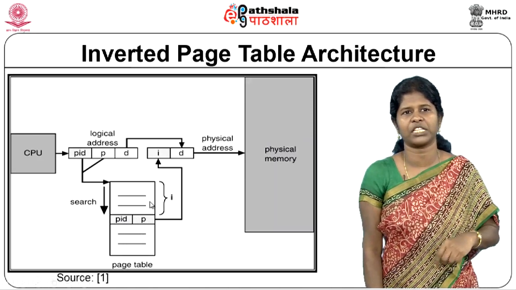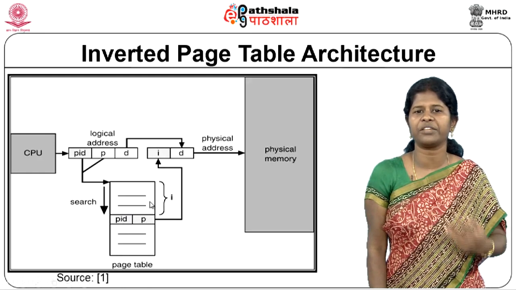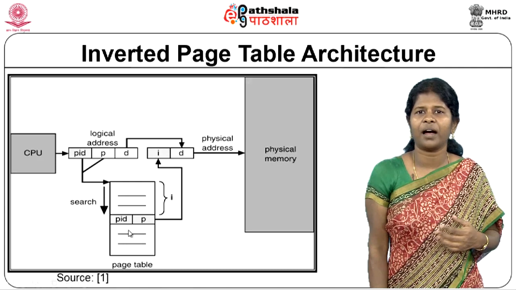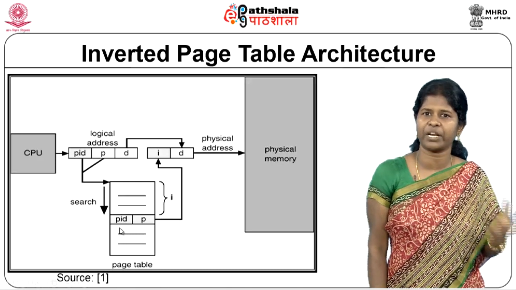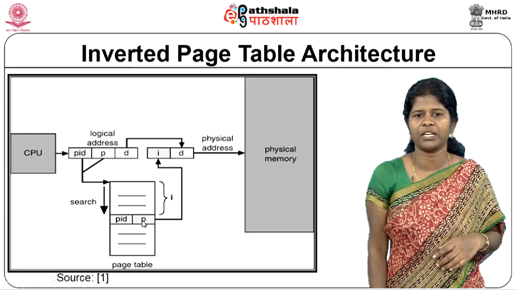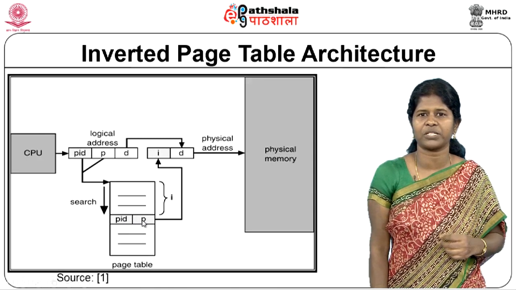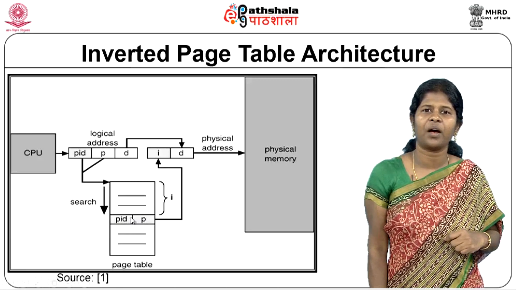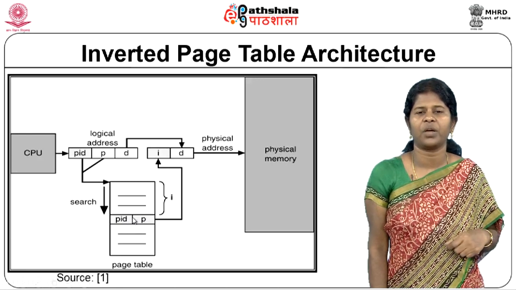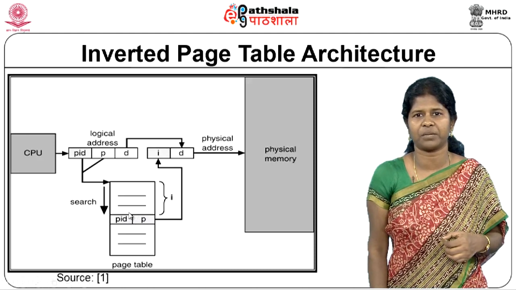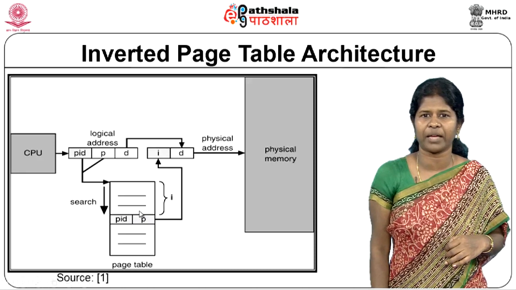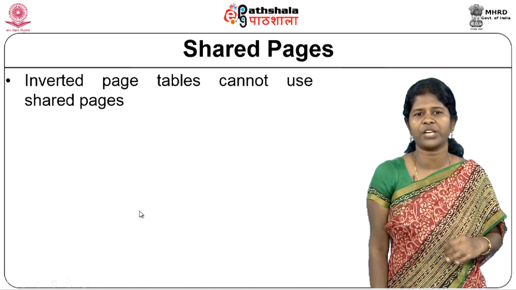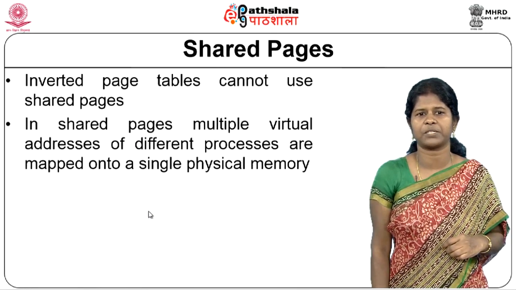But now when you have such an architecture, it becomes difficult to share pages, because you cannot share pages between different processes. If this particular page is to be shared between different processes, then you may have to maintain the process IDs of a number of processes which are all sharing this particular page, which is not possible in an inverted page table. So, when you have an inverted page table architecture, sharing of pages becomes difficult. You cannot share pages with inverted page tables.